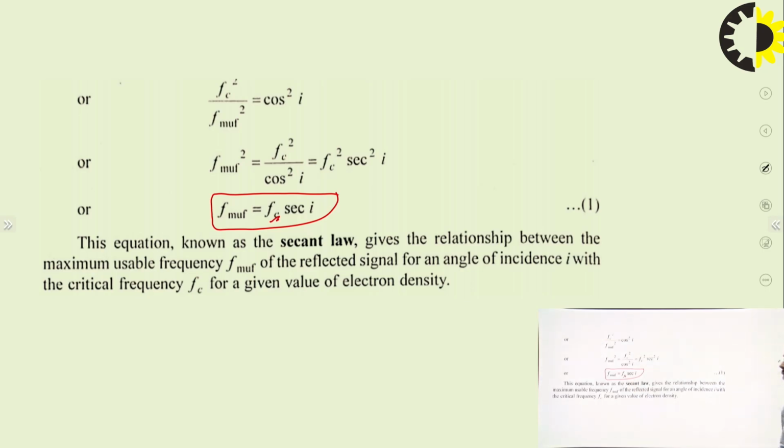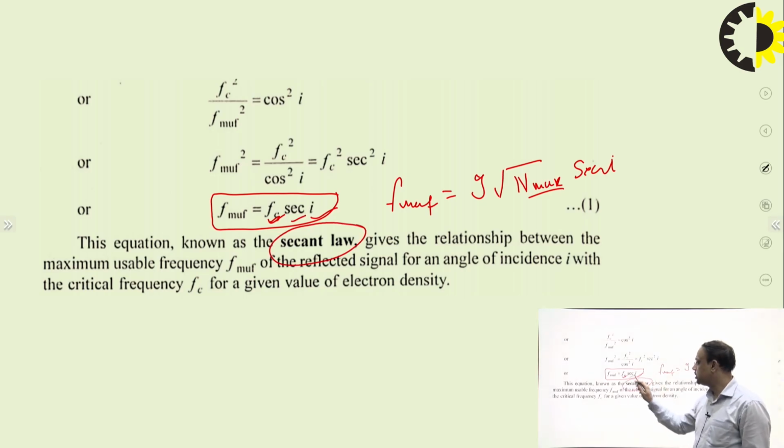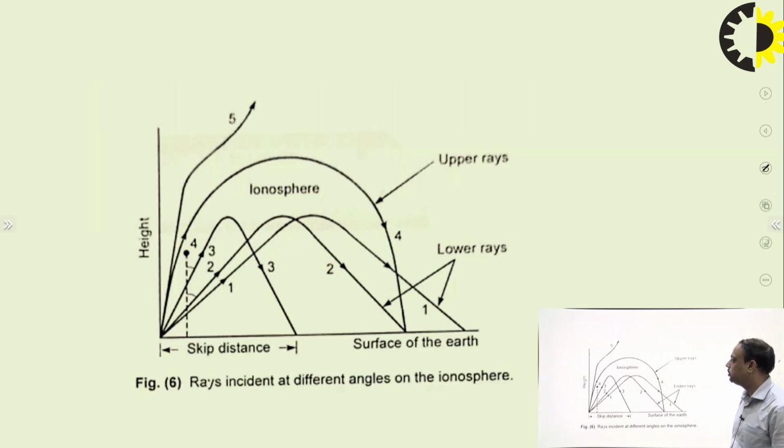So the maximum usable frequency again depends on the critical frequency and the incident angle of the wave. For the critical frequency, the incident angle is already 0 degrees. So we can write f muf as 9 times the square root of n max, the maximum number of electrons, multiplied by sec of the incident angle. This is known as the secant law, due to the sec term. So the maximum usable frequency is equal to Fc sec of i.